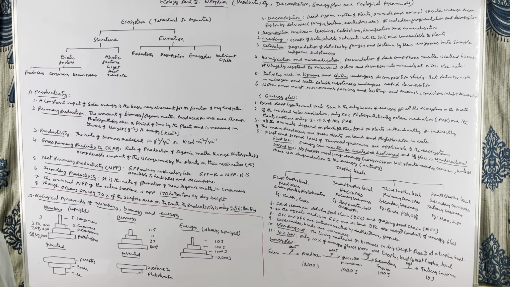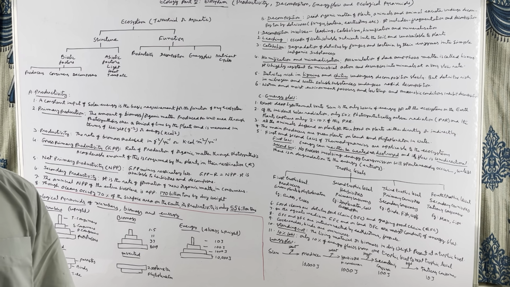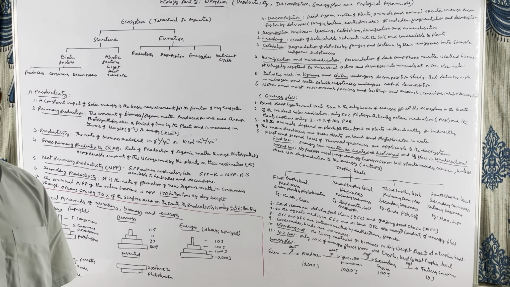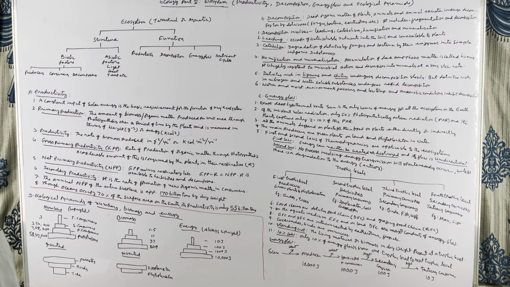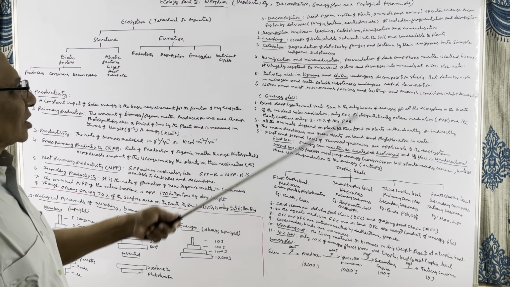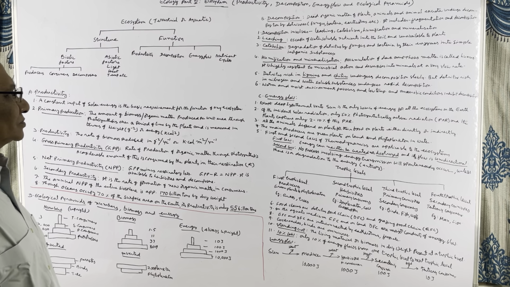Leaching. Leaching means some of the nutrients present in the dead organic matter dissolve in water and percolate into the soil, and they are not made available to the plants. These are lost forever to the ecosystem, and this process is known as leaching. So through leaching, nature loses water soluble nutrients forever.